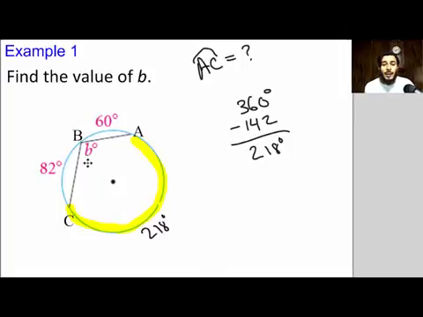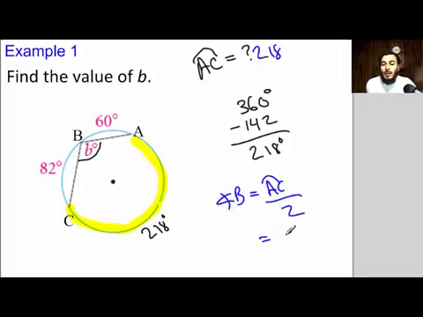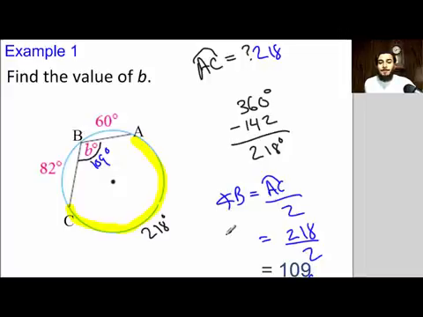Now to find the value of B. Well, angle B, as we said earlier, is going to be the measurement of arc AC divided by 2, because angle B is inscribed, meaning that the vertex is on the circle. So we found arc AC to be 218. So then we have to do 218 divided by 2. So that's going to be 109. So angle B is 109 degrees.